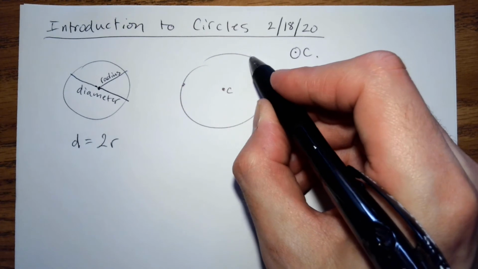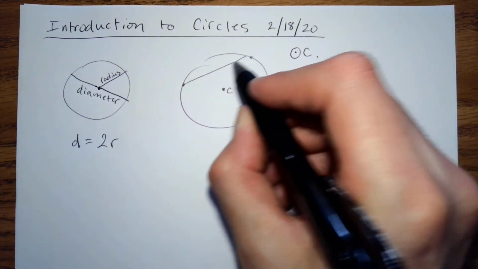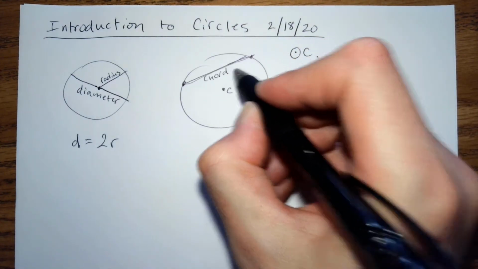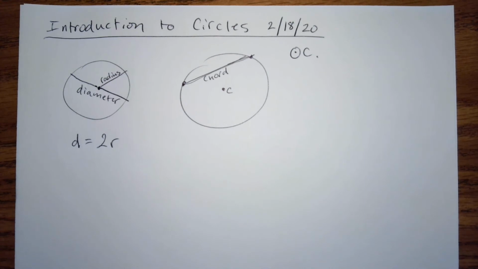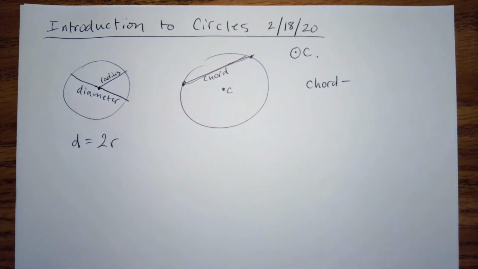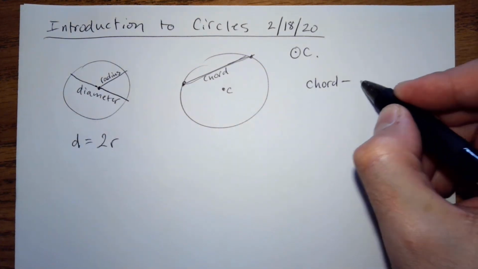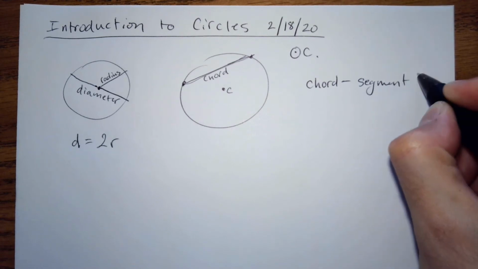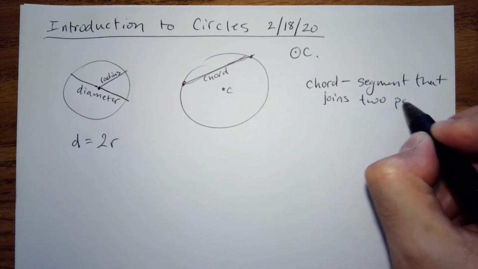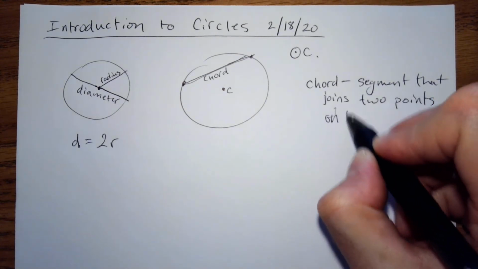A chord is a segment that joins 2 points on the circle. That's what a chord is. For some reason I think of a guitar, but those are strings, not chords. So a chord is a segment that joins 2 points on the circle.